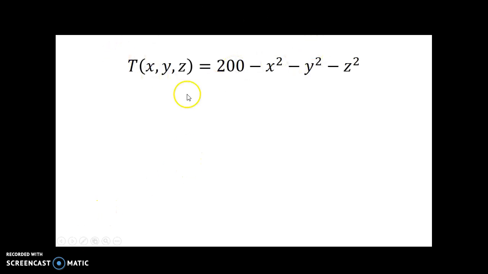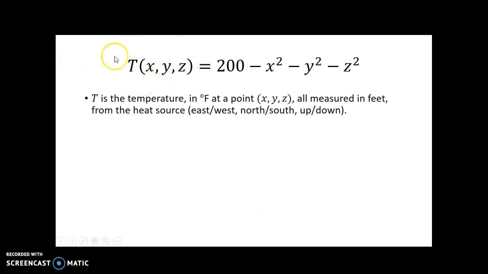Let's take a look at one function in particular that will help us conceptualize why this is important. So here we're looking at a function whose output is the temperature in degrees Fahrenheit at some point x, y, z. So somewhere in three-dimensional space, we can measure a temperature, right? So we have three inputs. We need to know how far east-west, how far north-south, and how far up-down we are relative to some heat source. So the heat source is located at 0, 0, 0.